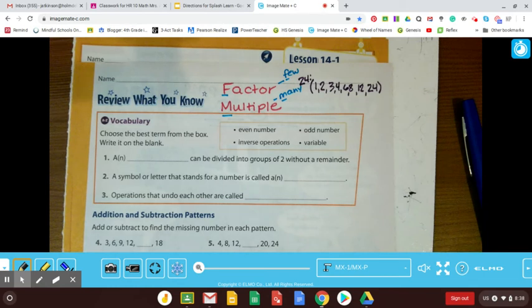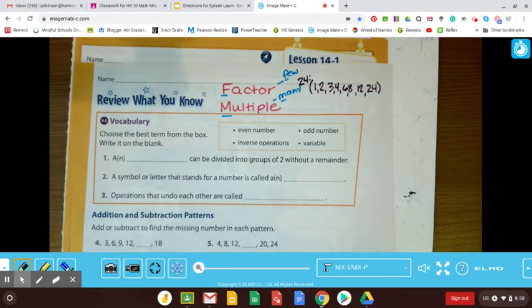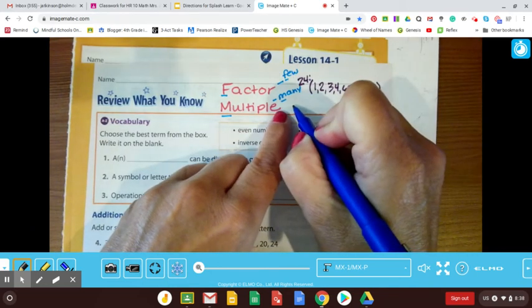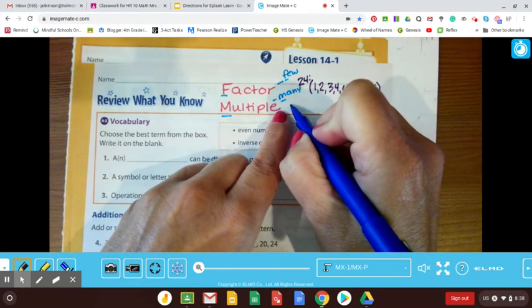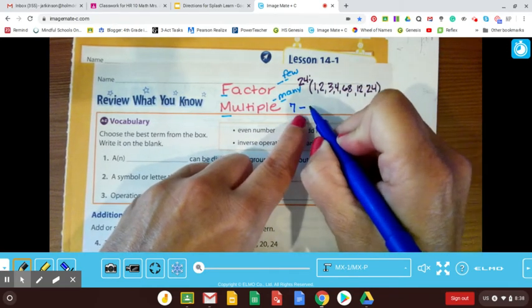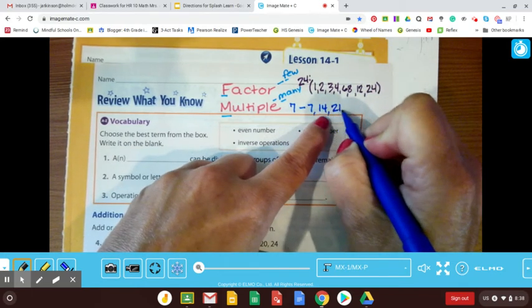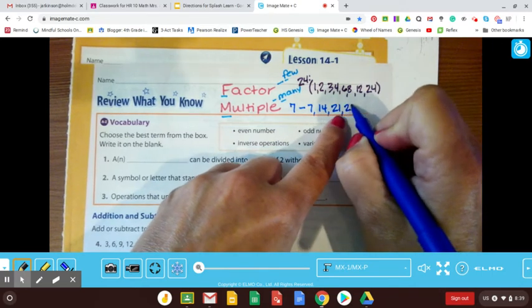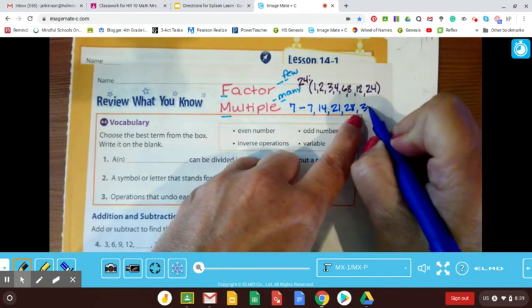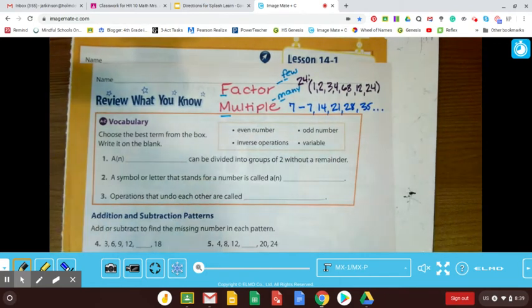All right, and now let's talk about multiples, just to refresh your memory. Remember, multiples are when you just multiply a number. Multiples are many, meaning they can go on and on and on and on. So if I were going to find the multiples of, let's do 7, what would they be? Well, 7 times 1 is 7. 7 times 2 is 14. 7 times 3 is 21. 7 times 4 is 28. 7 times 5 is 35, and on and on and on, dot, dot, dot. So with multiples, they really never end. We could keep giving multiples.